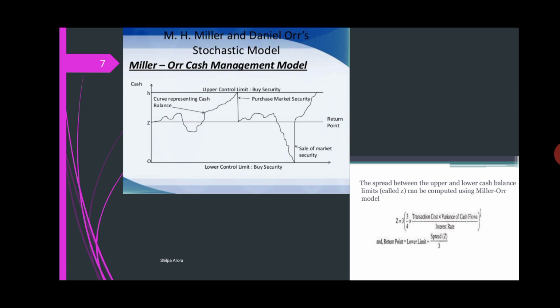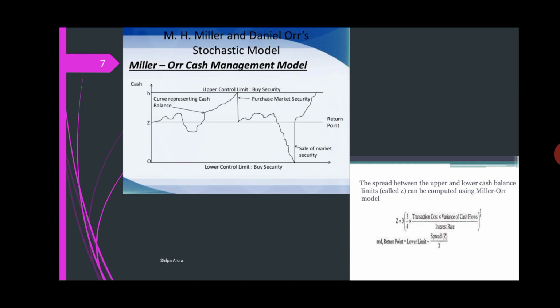The spread between the lower and upper limit is computed by the model, which minimizes the transaction as well as the interest cost. The firm buys the securities when it gets to the upper level and reduces its cash to the return level, and sells the securities when it gets to the lower limit and raises its cash balance to the same point. So basically this model can be better understood in 3 steps.